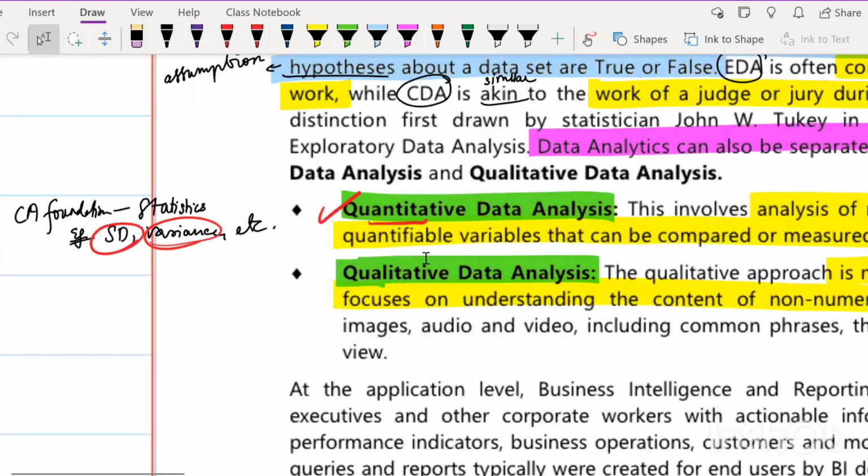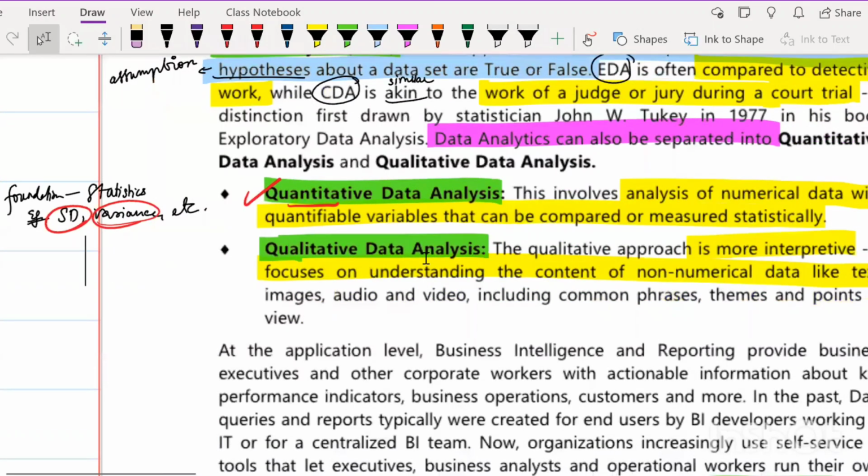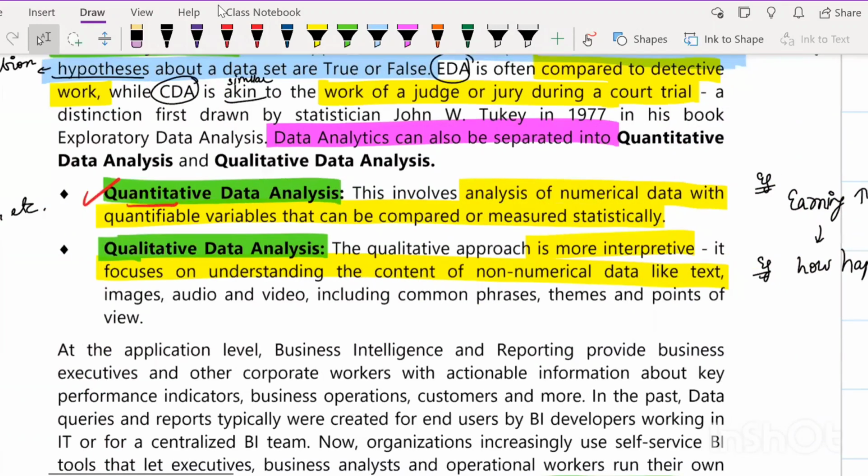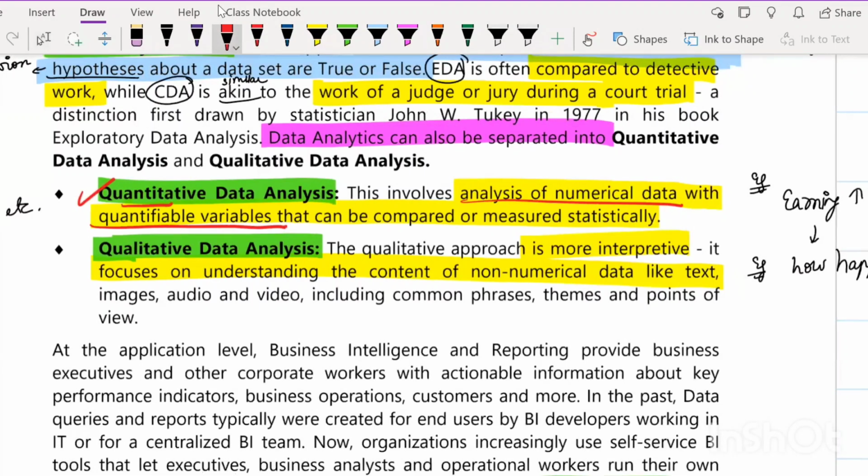Yes. So I hope now the screen is visible. So what was I saying? Quantitative data analysis means with the numericals and statistics that you have, you will analyze the data. So it is analysis of numerical data with the help of quantifiable variables that can be compared or measured statistically. So this is your quantitative data analysis. You are analyzing the data using the quantitative aspect.